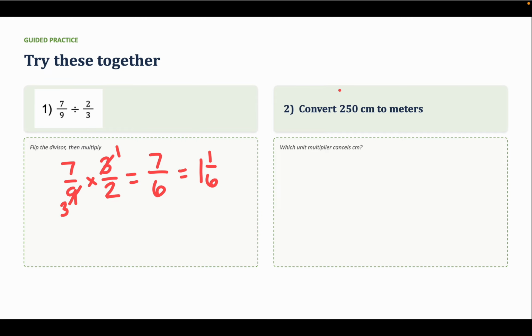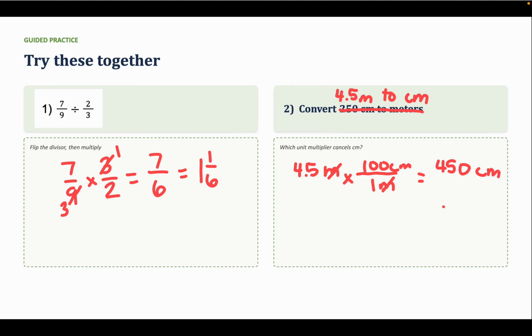Okay, this problem we just did, so let's make up a new one. Let's convert 4.5 meters to centimeters. Here we're going to rewrite 4.5 meters and multiply it by a unit multiplier. We want to cancel out our meters and keep centimeters. So we have 100 centimeters in 1 meter. Those meters cancel, and now we have 4.5 times 100, which equals 450, and our units are centimeters.